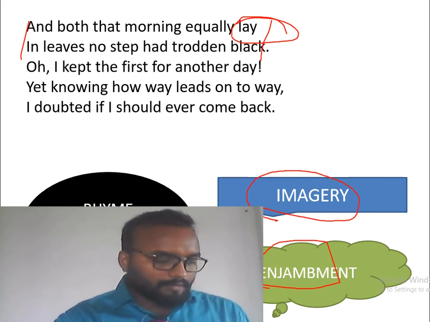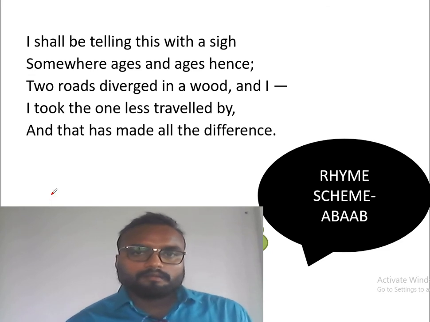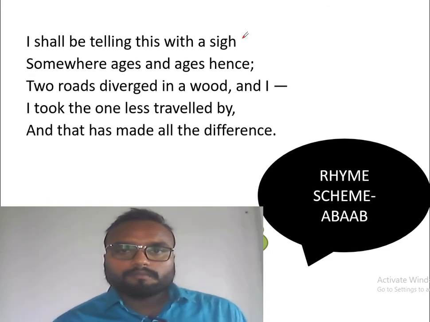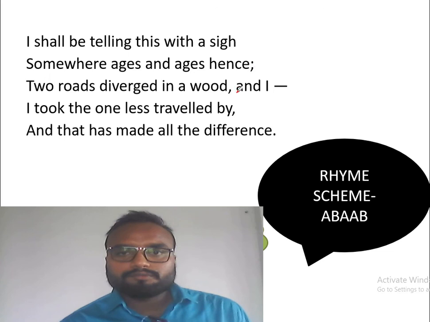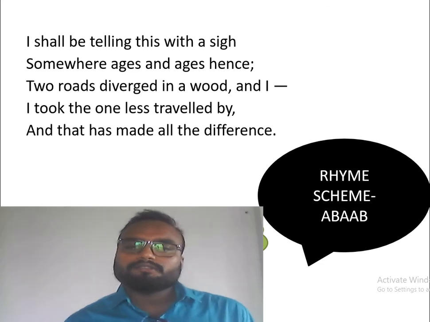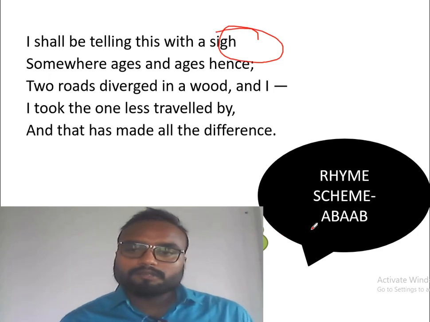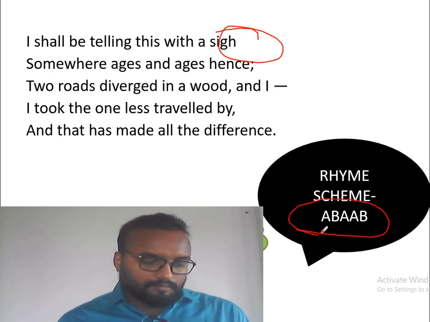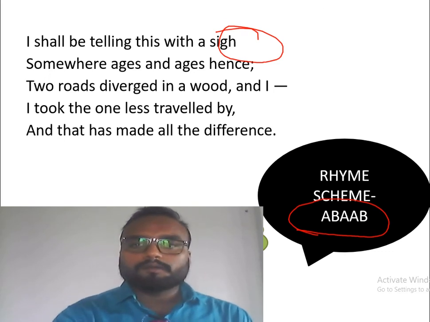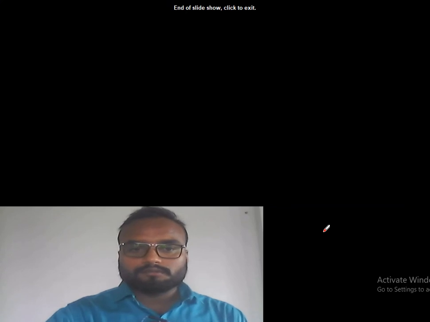Moving to the next paragraph. In this paragraph you can see the first line shifts to the next line without any punctuation mark, so it refers to the literary device that is enjambment. In the last slide I have already shown you, and the rhyming scheme is A B A A B. This is all about this poem. So we saw that this poem refers to a real life situation, the situation of decision making.